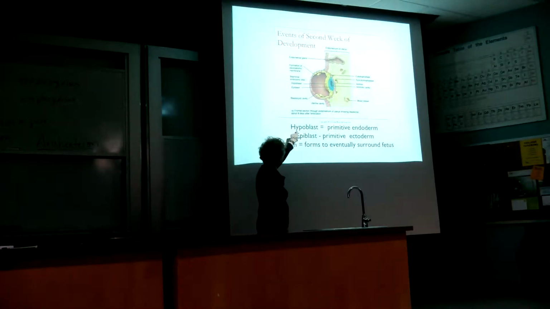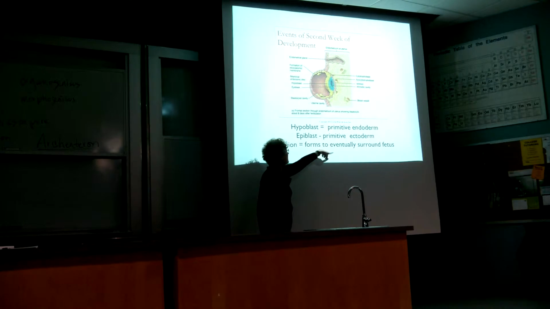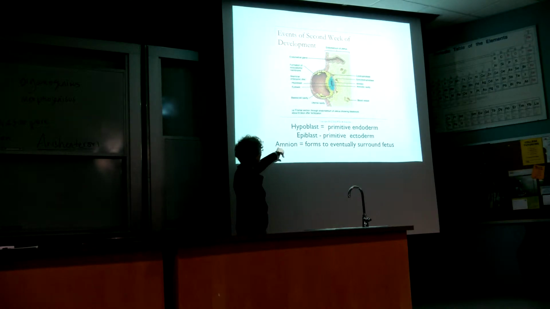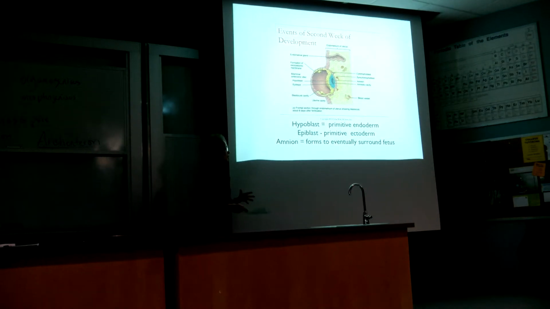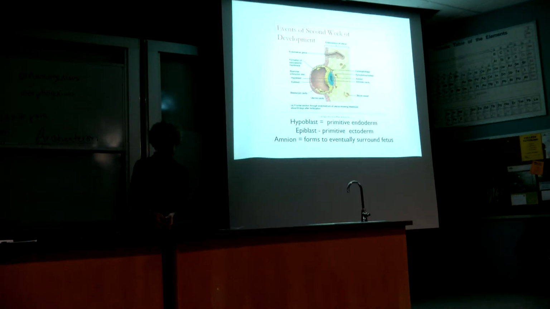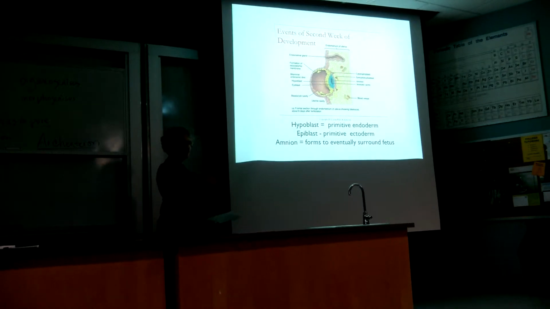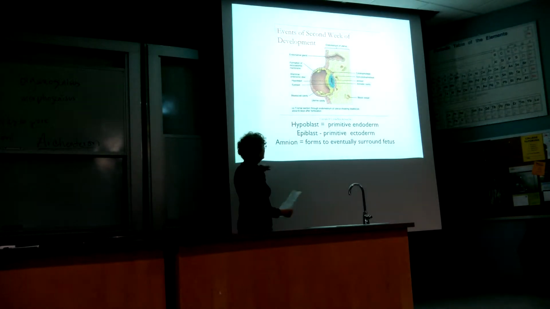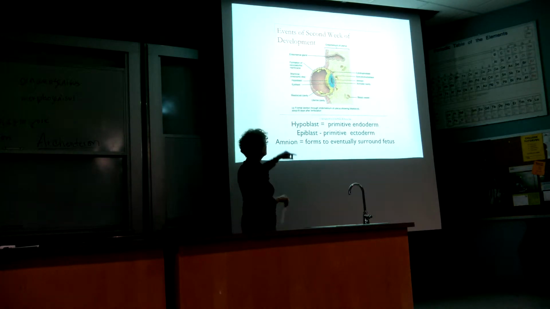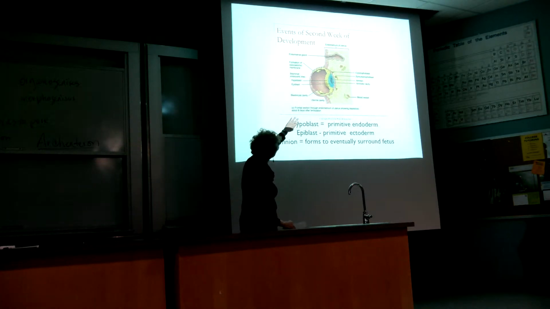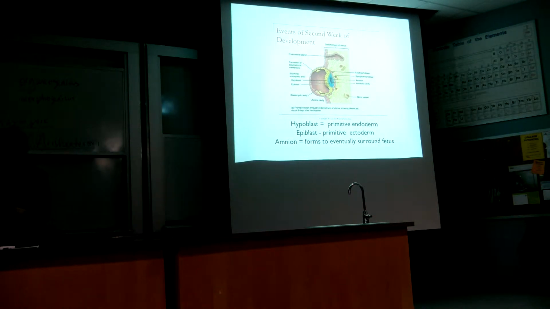So the hypoblast is the primitive endoderm, and the epiblast is the primitive ectoderm. And the amnion forms to eventually surround the fetus. So for us, I mean, frogs give birth to eggs. So we carry that a little bit farther. You have to understand, he said that all animals go through this process, but at a little bit different stages. So for us, we don't get that. Mesodermal development does not happen until after this stage.